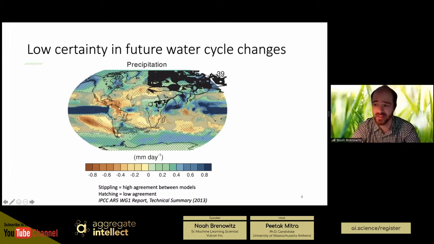So that says that not only are we uncertain about future precipitation over regions like the African Sahel or the southwest of the United States, but we know that there could be big changes. So there's a big drive to reduce this level of uncertainty.